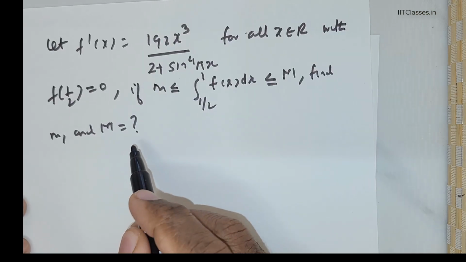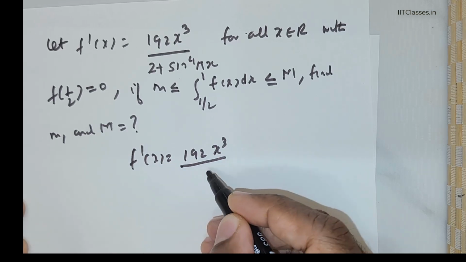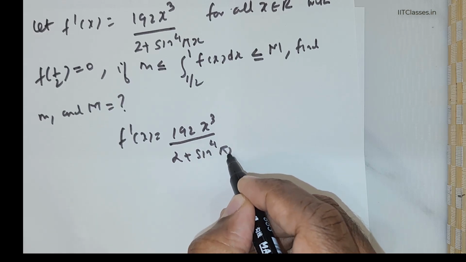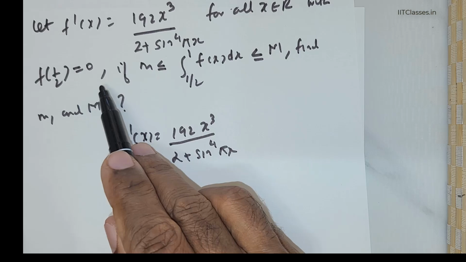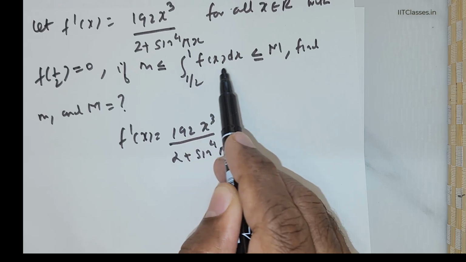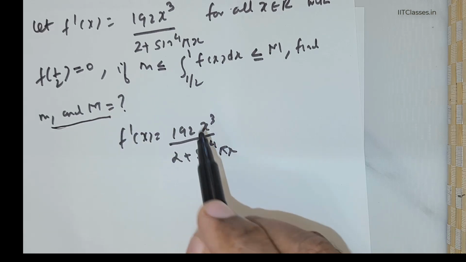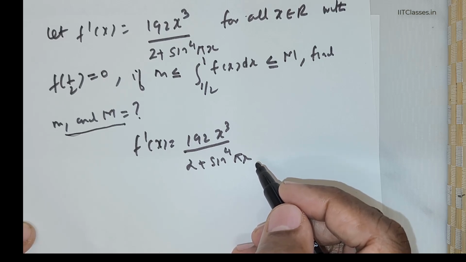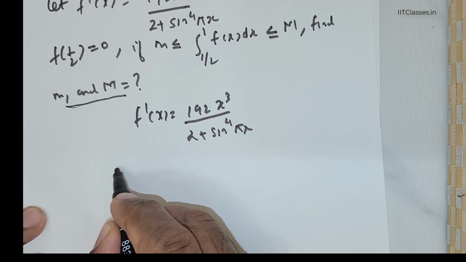Okay, we are given f dash of x equal to 192 x to the power of 3 over 2 times (positive) sine raised to the power of 4 pi times x, and with the condition f of 1 over 2 equal to 0, with the integral from 1 over 2 to 1 of f of x dx lying between lowercase m and capital M, we are asked to find the values of lowercase m and capital M.